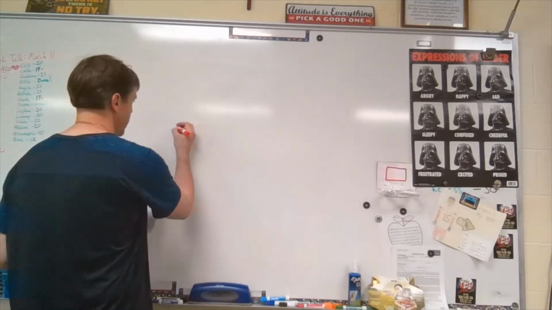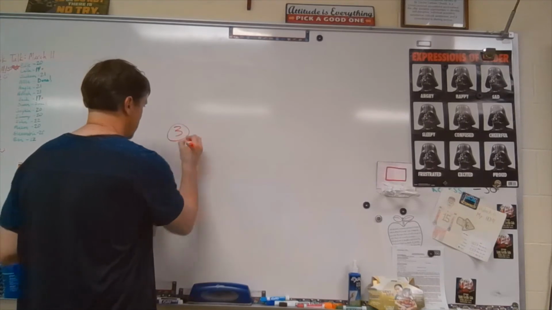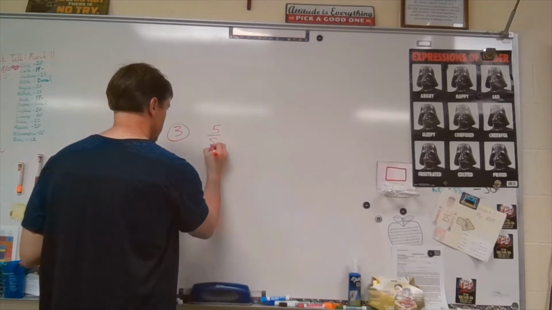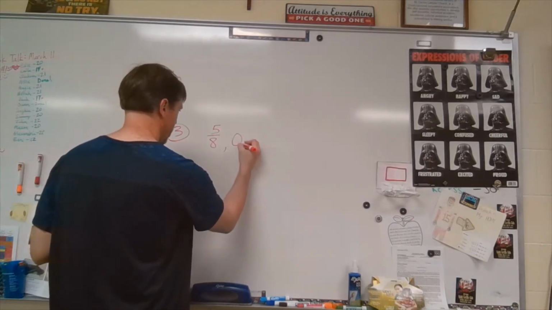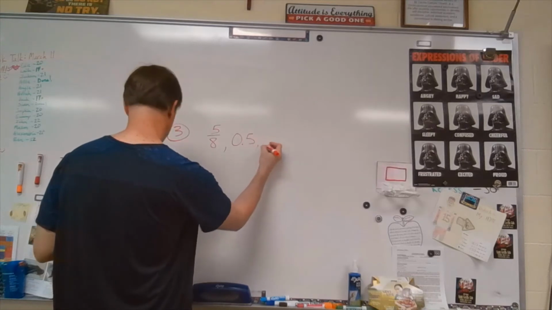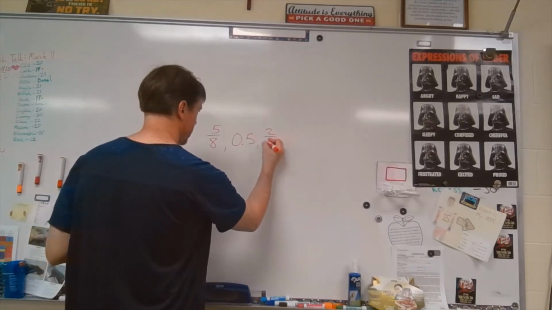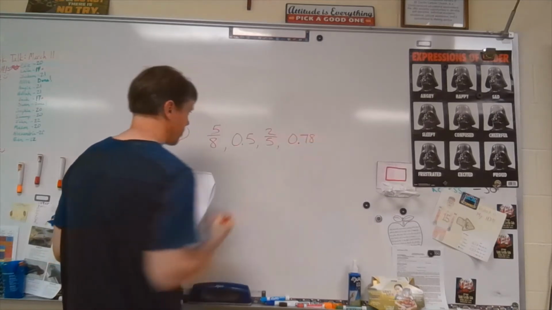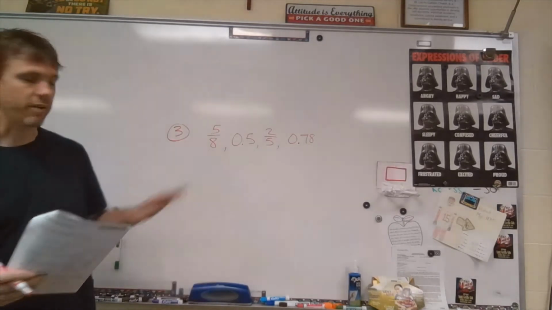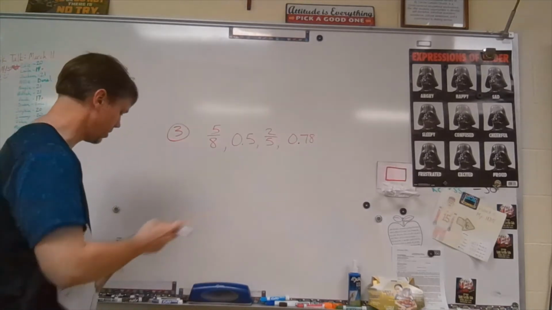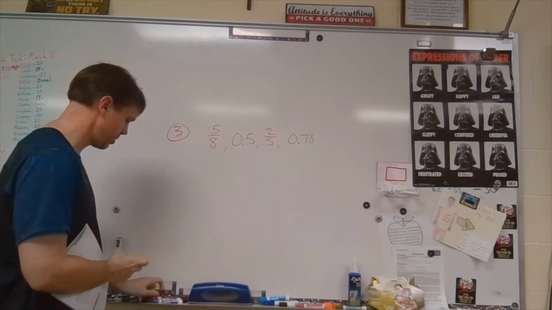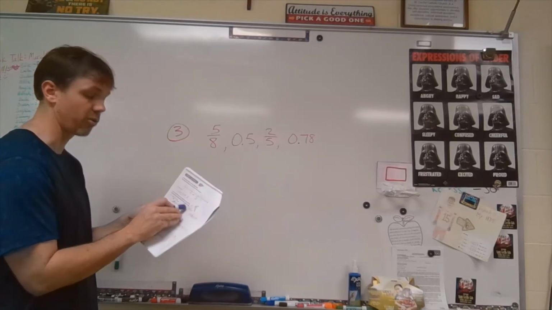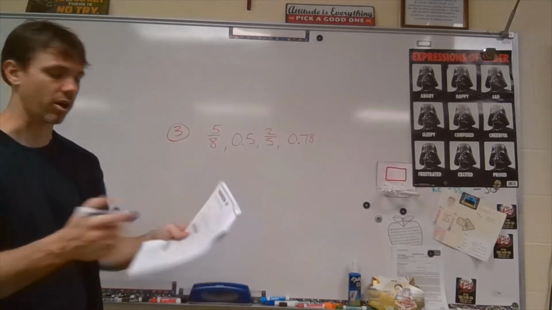All right, so for number 3, we've got 5/8, we have 0.5, we have 2/5, so an easy one, and then we have 0.78. All right, straightforward. Let's take a look. Number 3, the instructions say greatest to least, so we want to start with a big number and work our way down.